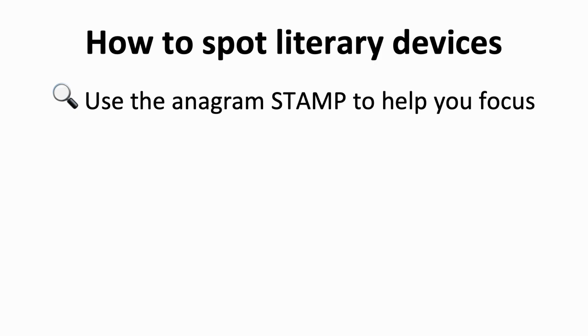To help you remember what to look for when analysing a bit of Latin, we're going to use the anagram STAMP. And each letter will go through different things you can look for. So S is for sounds. Think about alliterations, sibilants, and assonance. What sounds stand out, and why might the author have chosen them? T is for tone. What kind of mood is being created? Is it serious, bitter, mocking, or sympathetic?